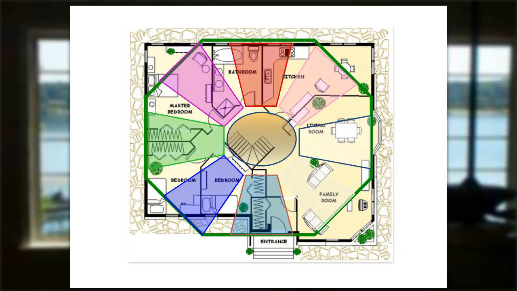The green area is for the extended family. It looks like a bunch of closets in a hallway. And the health area is in the center of the house where the staircase is.